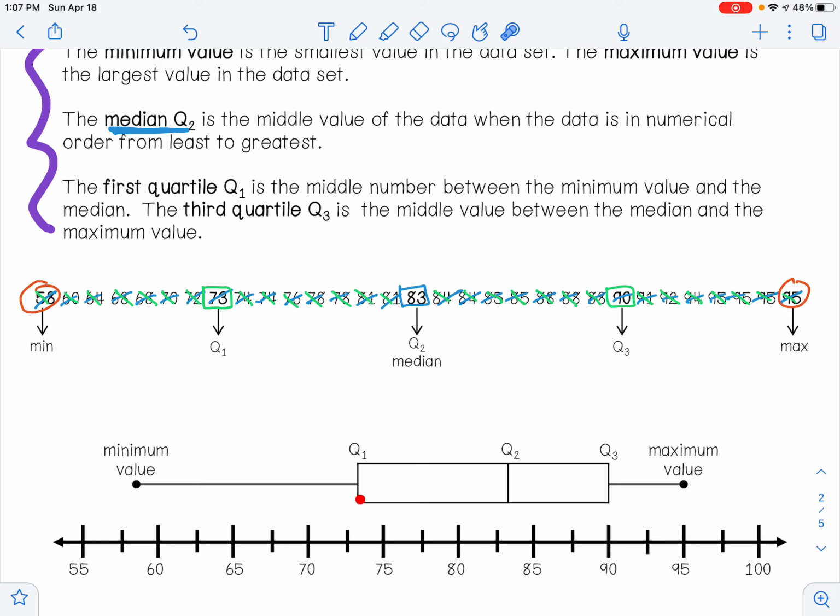So again, Q1 to Q3 is represented by the box, and then these lines right here are considered the whiskers, and they connect the minimum value to the box and the maximum value to the box. Notice how my data is now represented by 4 quartiles. Each of these 4 pieces represents 25% of the data. We know that because we broke it up into 4 equal pieces. Each one of these pieces has the same number of data values in it.